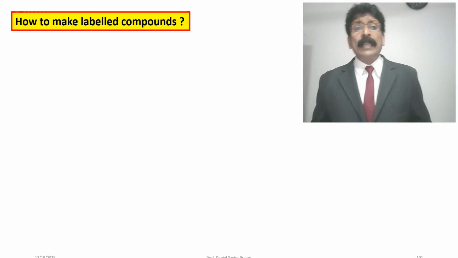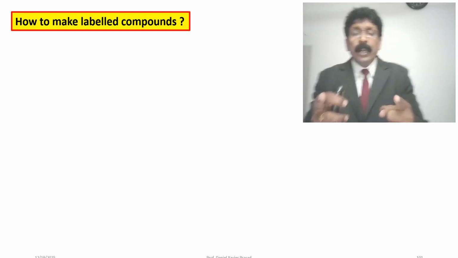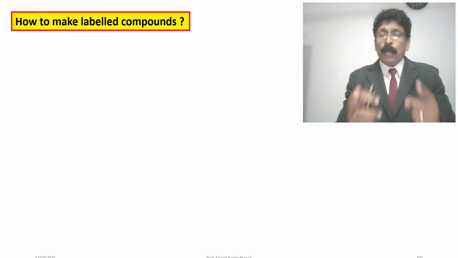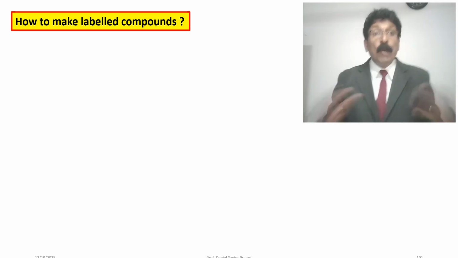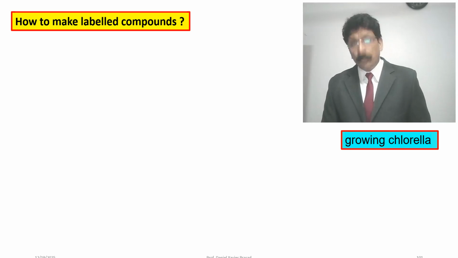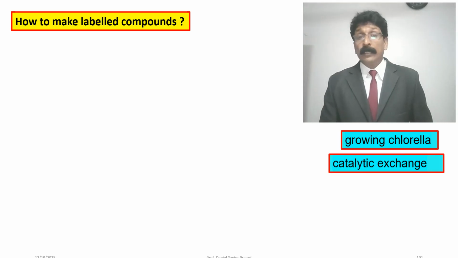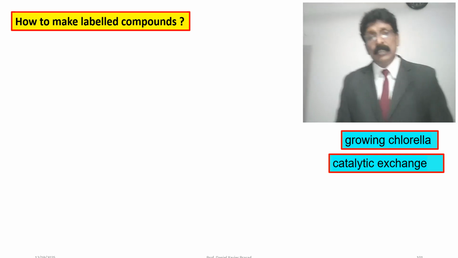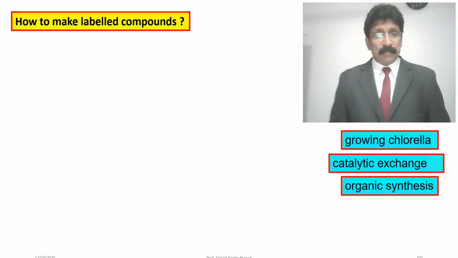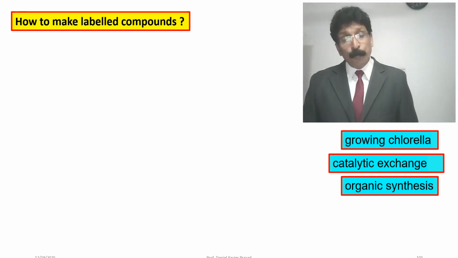And how to make this labeled compound. Now you have an idea about labeled compounds, isotopes, the mass number, and proton, neutron and electron. Now you know how to make a labeled compound. You can make it by growing chlorella, that means growing the plant or the organism in the atmosphere of the particular radioactive isotope. Sometimes catalytic exchange is also possible. Then organic synthesis, using Grignard reagent or certain reagents with radioisotope compounds, can also make a labeled compound.